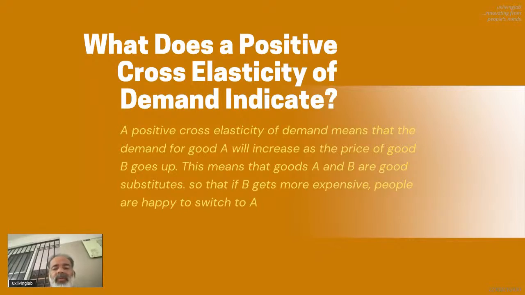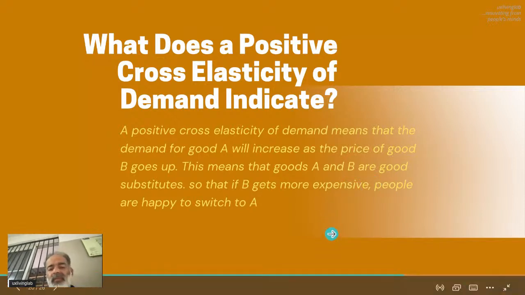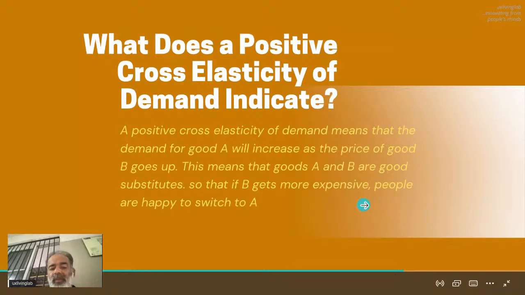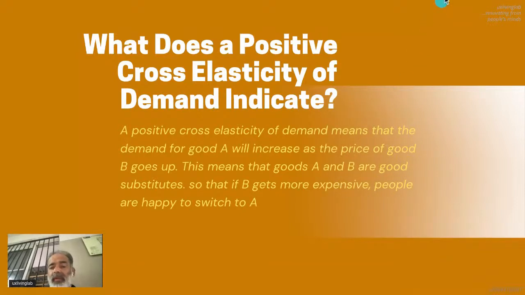What does a positive cross elasticity of demand indicate? A positive cross elasticity of demand means that the demand for good A will increase as the price of good B goes up. Thus, good A and B are good substitutes. So if B gets more expensive, people are happy to switch to A.